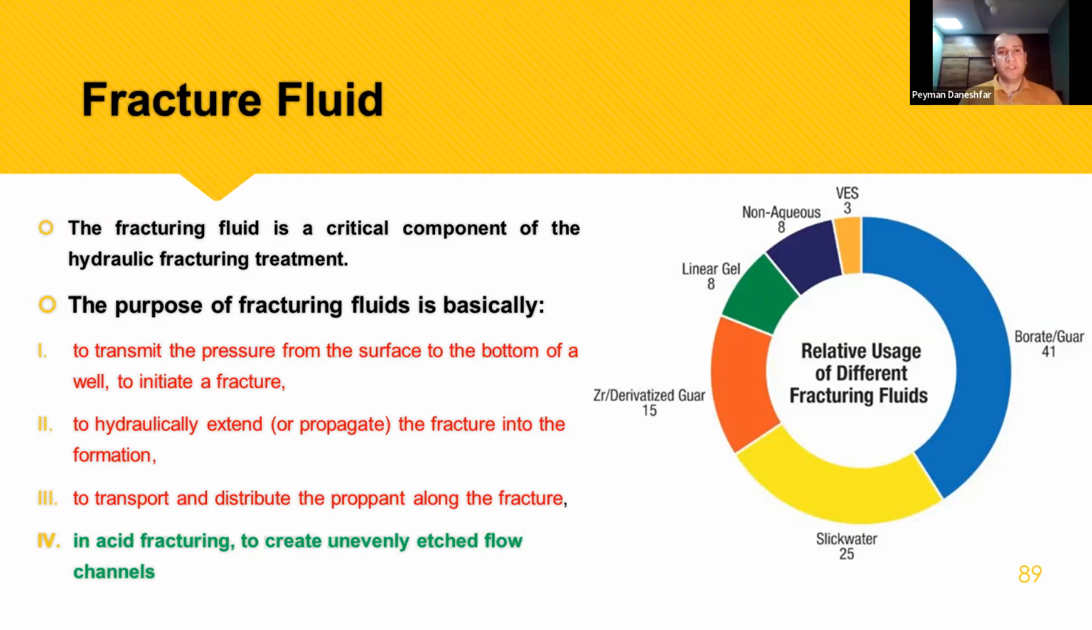The fracturing fluid is a critical component of the hydraulic fracturing treatment. The purposes of the fracturing fluid are basically to transmit the pressure from the surface to the well to initiate the fracture for the first step, hydraulically extend or propagate the fracture into the formation, and also transport or distribute the proppant along the fracture, and also, in acid fracturing, to create uneven etched flow channels.